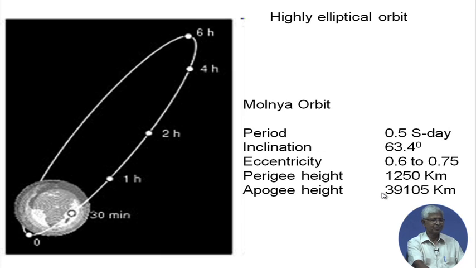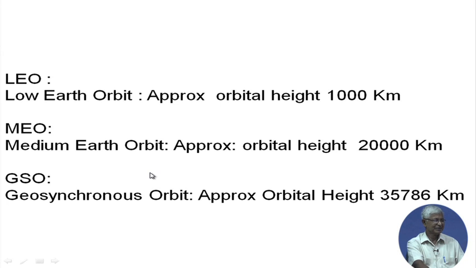These are numbers taken from Molniya. So, there are some satellites which are used in highly elliptical orbit. Its purpose is different. We will concentrate on our Indian purpose.